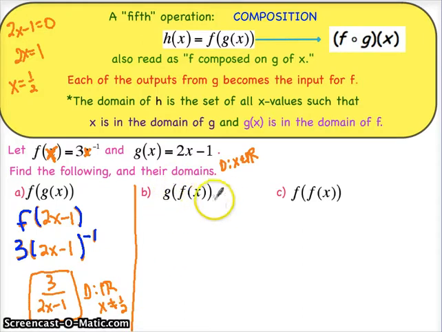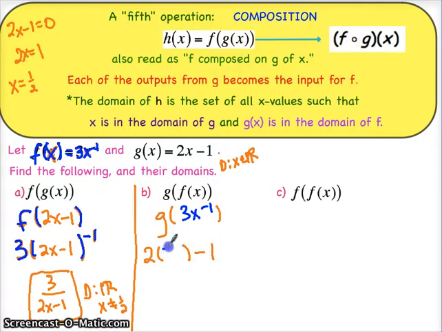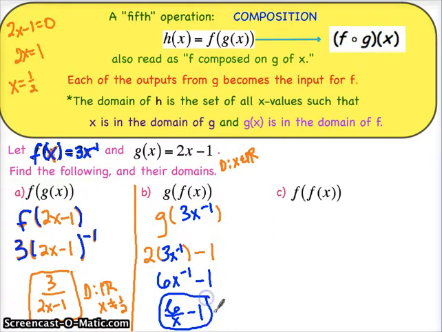So let's do the same thing with g composed on f of x. Go ahead and take g of x being our outside function, and we're going to insert again this blue function here, f of x being equal to 3x to the negative 1. So g composed on 3x to the negative 1. Well, g was 2 times the quantity minus 1 of 3x to the negative 1. So very simply, multiply by 2 is 6x to the negative 1 minus 1, or 6 divided by x minus 1. And that would be a good function.